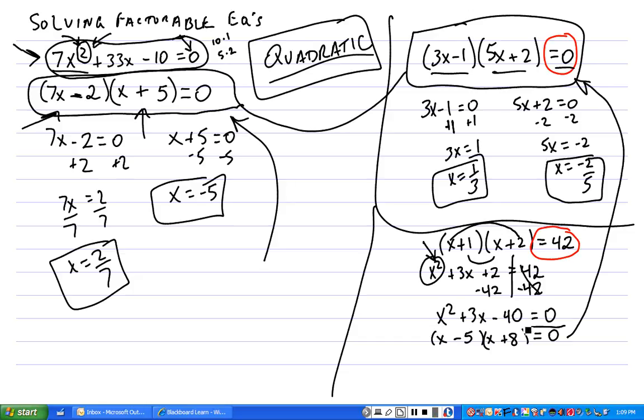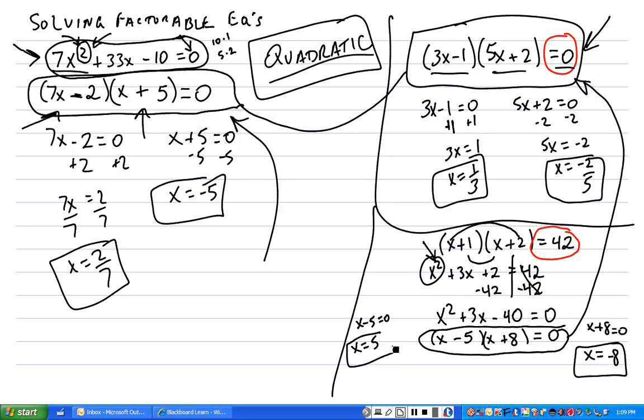So now this part again looks like this part. So all I do is take each factor, set it equal to 0. So x minus 5 equals 0, you'll get x equals 5. And then you have x plus 8 equals 0, you get x equals negative 8. So your solution: 5 and negative 8.